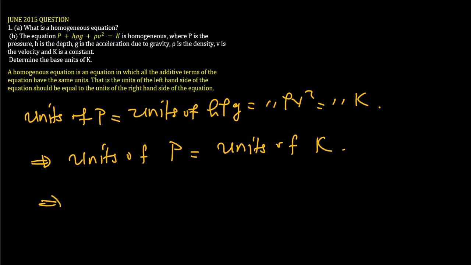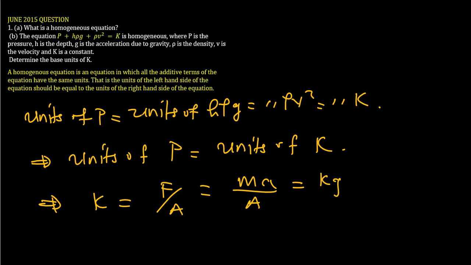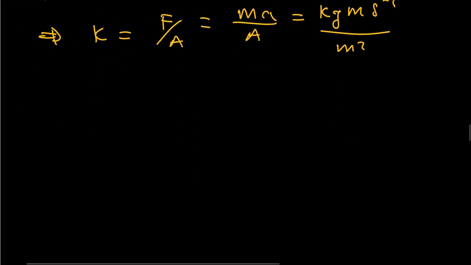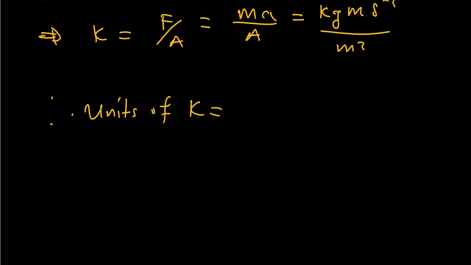So what does it now mean? It means K has the units of P, and P is pressure, which is the force per unit area, which is mass times acceleration divided by area. So mass is the kilogram, acceleration is meters per second squared, divided by meter squared. And so the units of K will be equal to kilogram per meter per second squared. So that's the base unit of K.